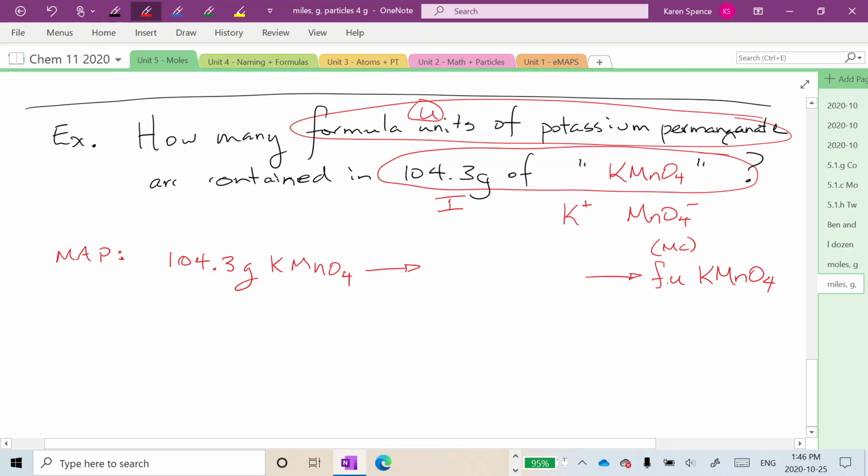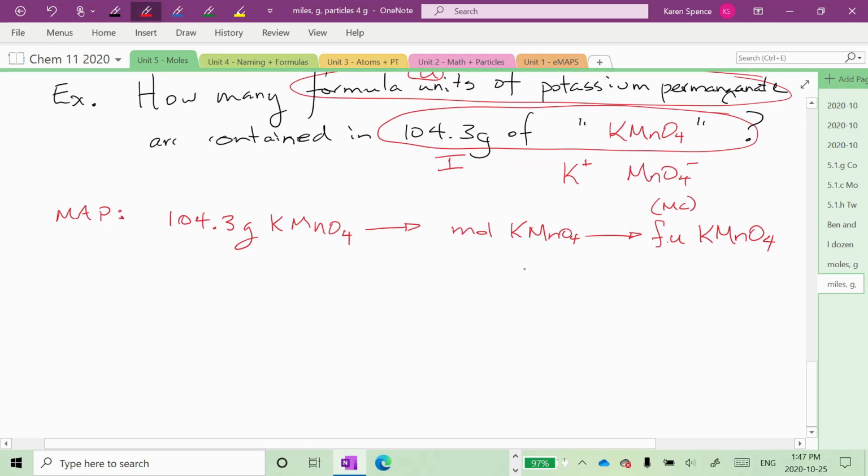Okay. Do I know the mass in grams of one formula unit? No, I don't. But I can find the mass in grams of 1 mole of KMnO4. So I can convert to the moles of KMnO4. And in order to convert from grams to moles, I know a conversion factor that relates grams and moles. That is my molar mass.